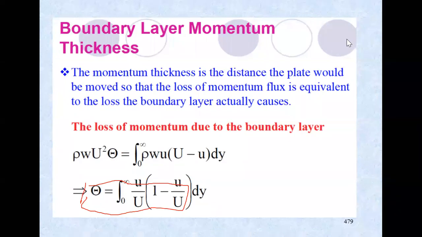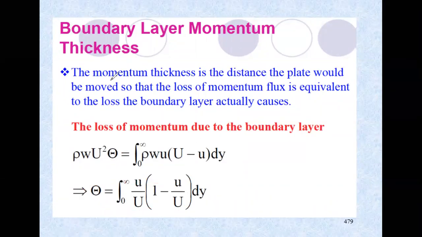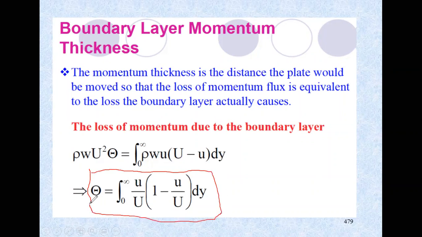And the boundary layer momentum thickness is the distance the plate would be moved so that the loss of momentum flux is equivalent to the loss the boundary layer actually causes. So it's symbolized as theta. Theta equals the integral from 0 to infinity of u over U times 1 minus u over capital U, dy. Okay.